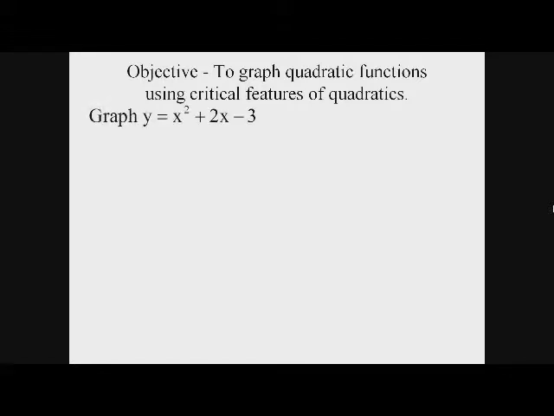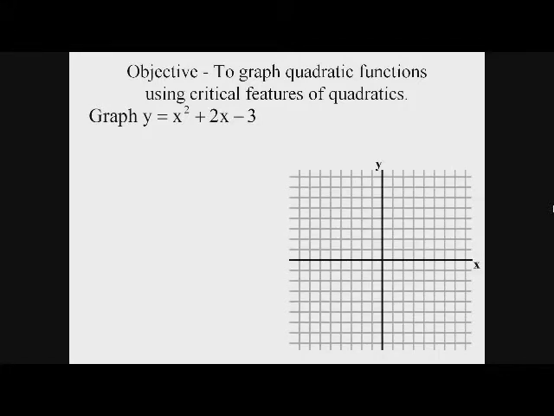So let's start by graphing a simple quadratic like y equals x squared plus 2x minus 3. Normally we jump right in and we make our xy chart. This time we're going to give a little more thought to it first. We're going to start by finding some of the critical features, like the axis of symmetry.